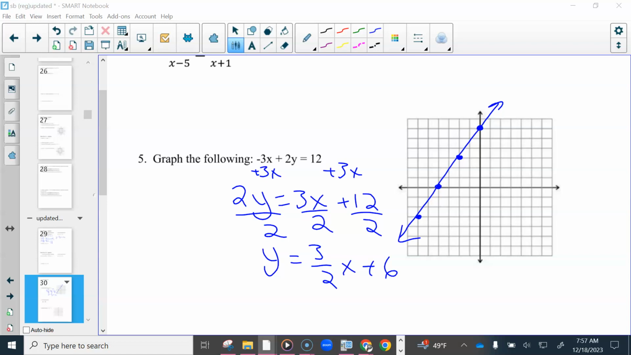So if we were dividing these, 4 divided by 1, 8 divided by 2, 12 divided by 3, and 16 divided by 4, what would we get? 4 for all of them. So since we get 4 for all of them, that means k equals 4. This is direct, so we would write the equation y equals 4x.